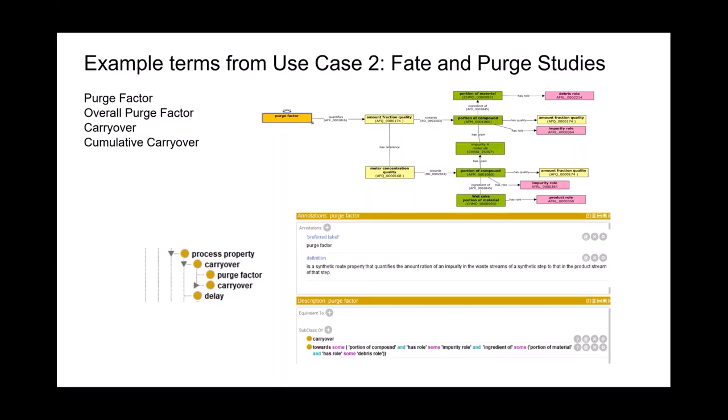And here, Protege, which is an ontology visualization tool, is showing the machine readable definition that was developed for the purge factor. And it's a process property that describes the fraction of an impurity in the waste stream over the amount remaining in the processing stream. So next slide, please.